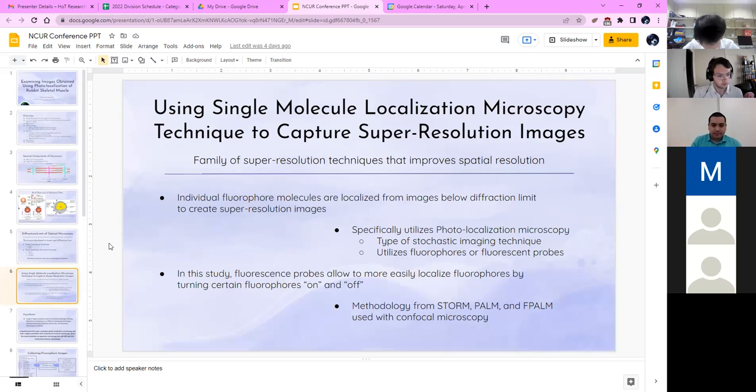These are a family of super resolution techniques that improve spatial resolution. How it works is individual fluorophore molecules, which are fluorescent molecules, are localized from images below the diffraction limit to create super resolution images. This is a type of stochastic imaging technique that uses fluorescent probes. In my study, it helps to more easily localize fluorophores by turning certain ones on and off.